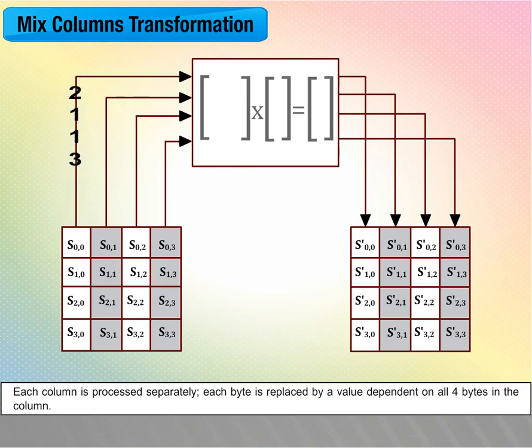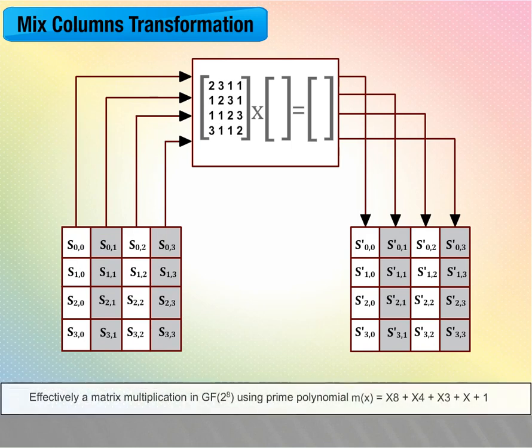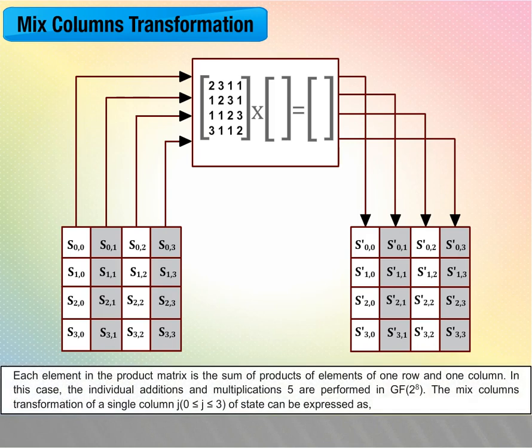Each column is processed separately. Each byte is replaced by a value dependent on all 4 bytes in the column. Effectively, it is a matrix multiplication in GF(2^8) using the prime polynomial m(x) = x^8 + x^4 + x^3 + x + 1. Each element in the product matrix is the sum of products of elements of one row and one column. In this case, the individual additions and multiplications are performed in GF(2^8).